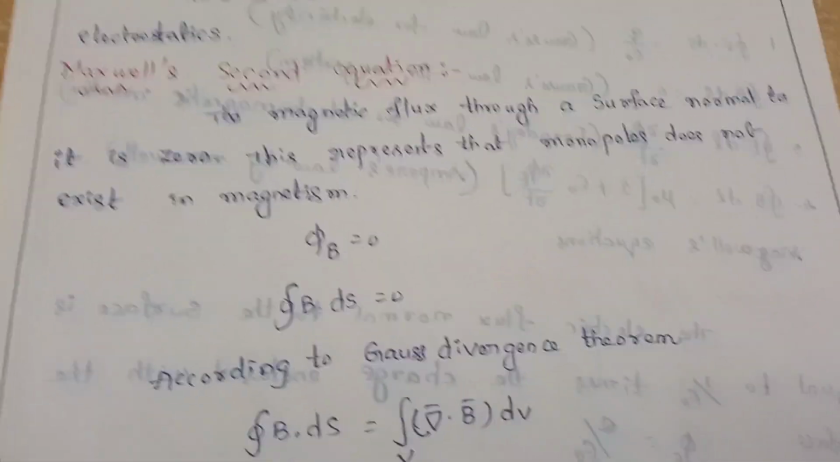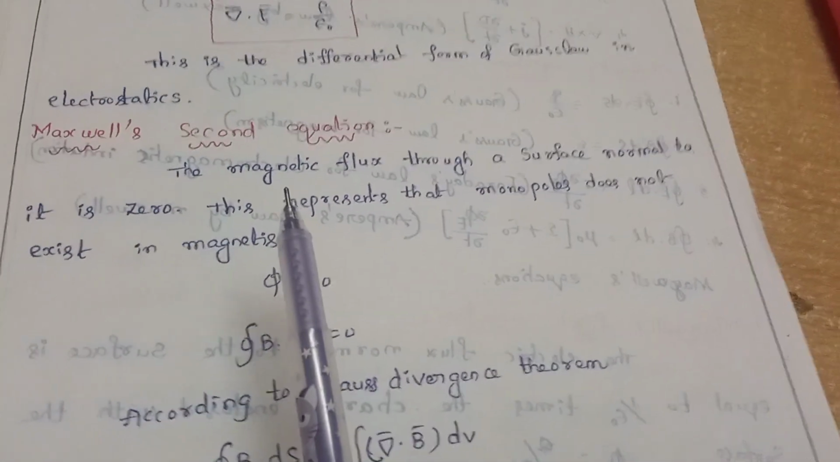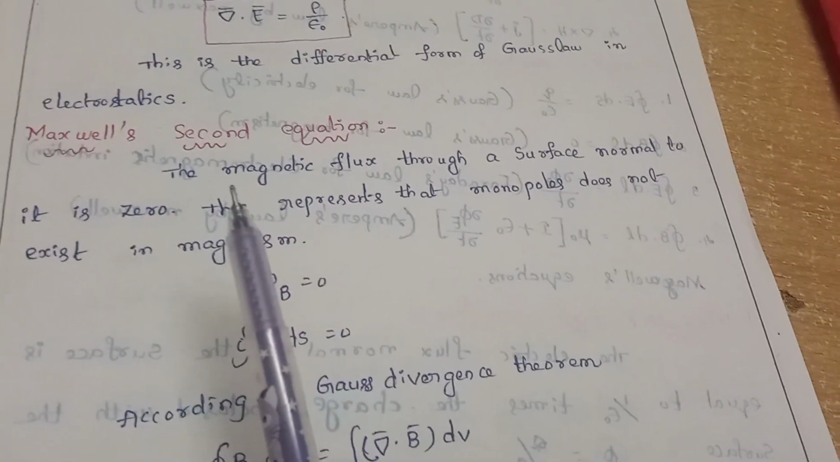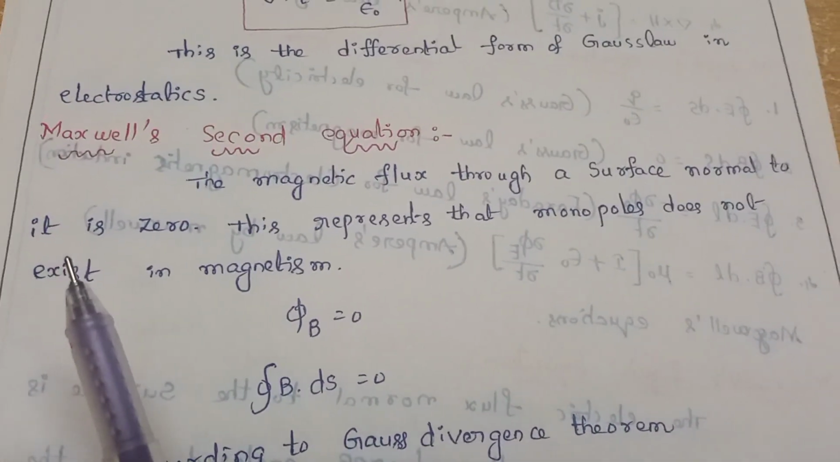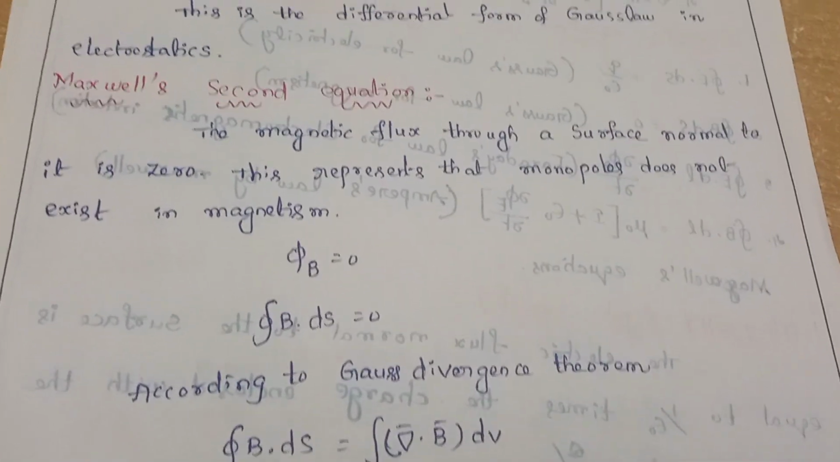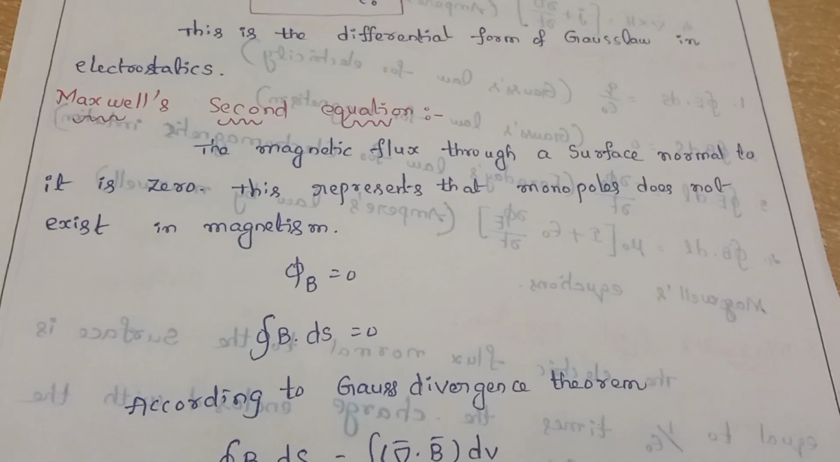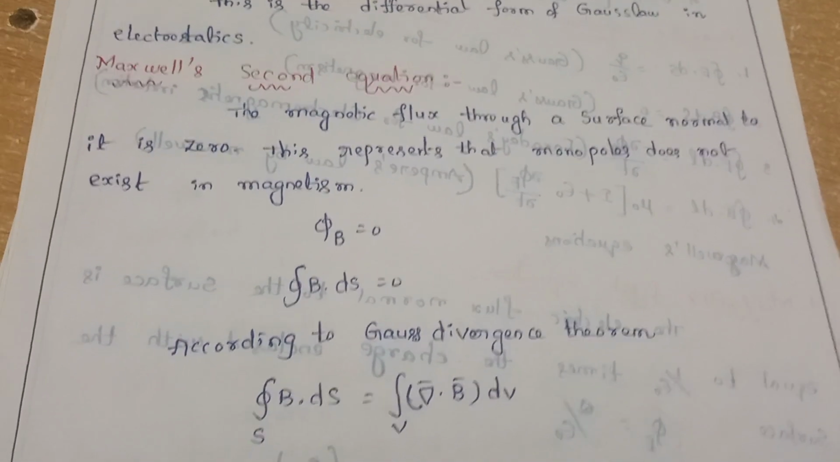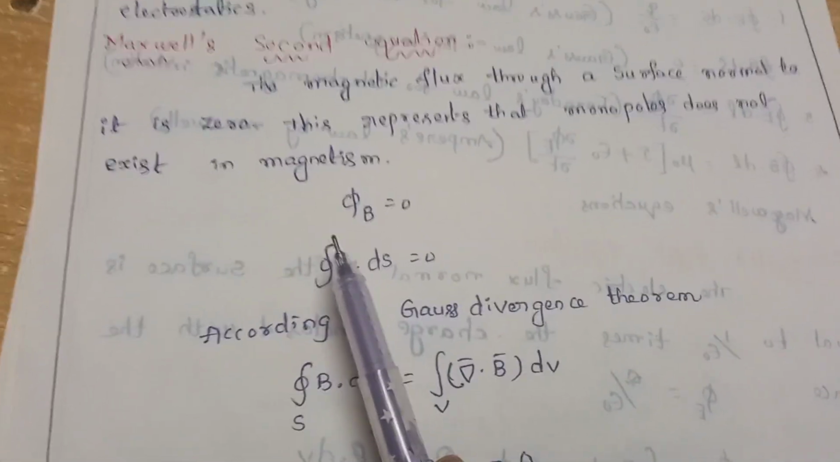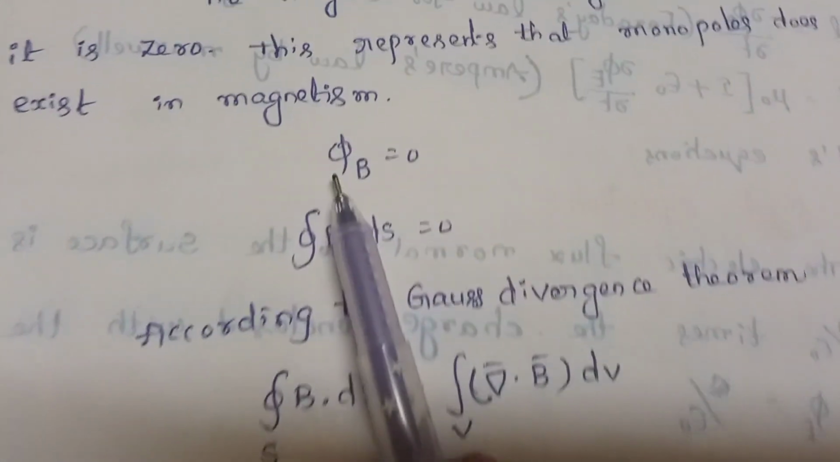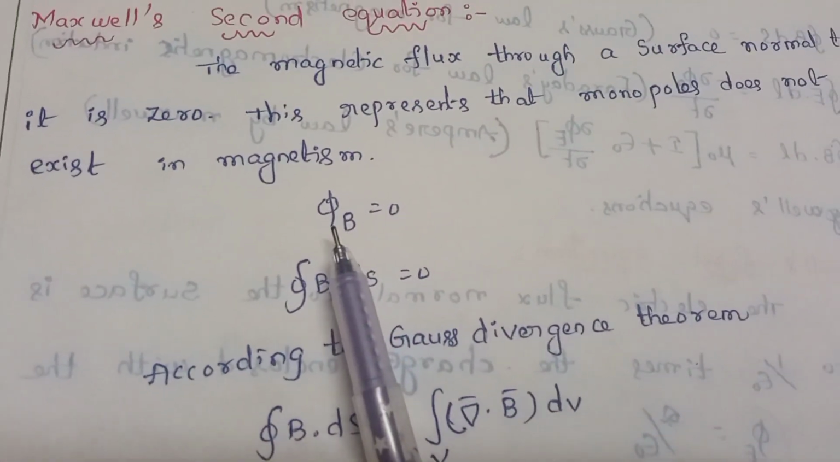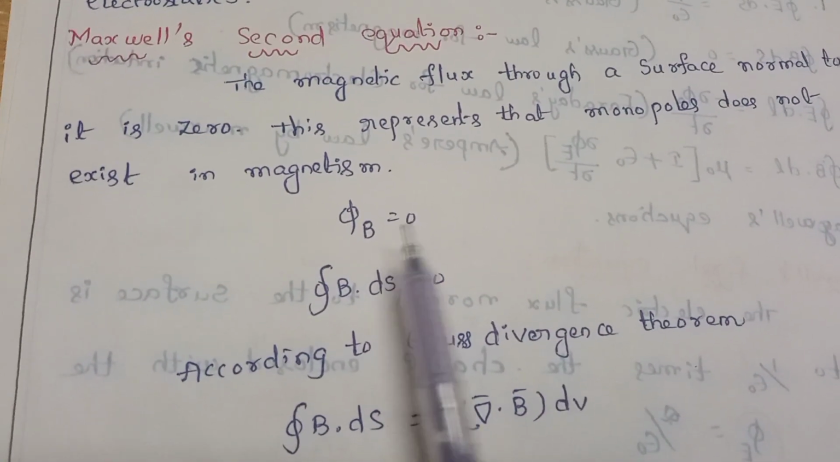Okay. And second thing, the Maxwell second equation, which is Gauss law for magnetism. According to Gauss law for magnetism, the magnetic flux through a surface normal to it is 0. That means the magnetic flux through the surface is completely 0. So this represents that monopoles do not exist in magnetism. The magnetic flux can be denoted as phi suffix B, and that is completely 0.